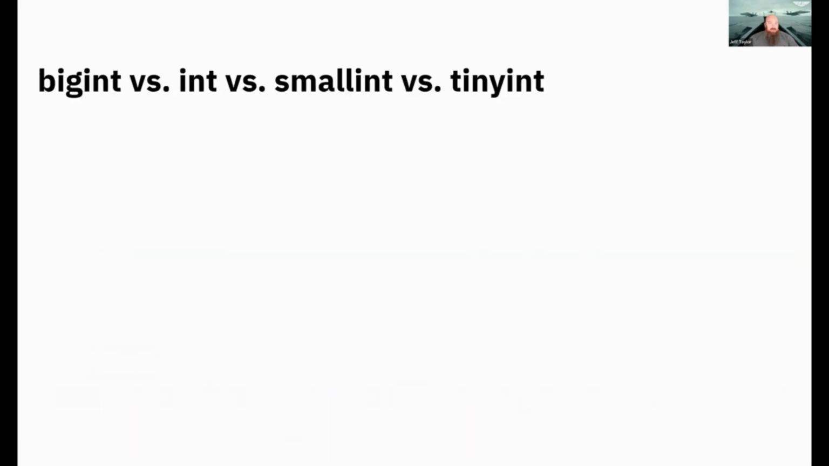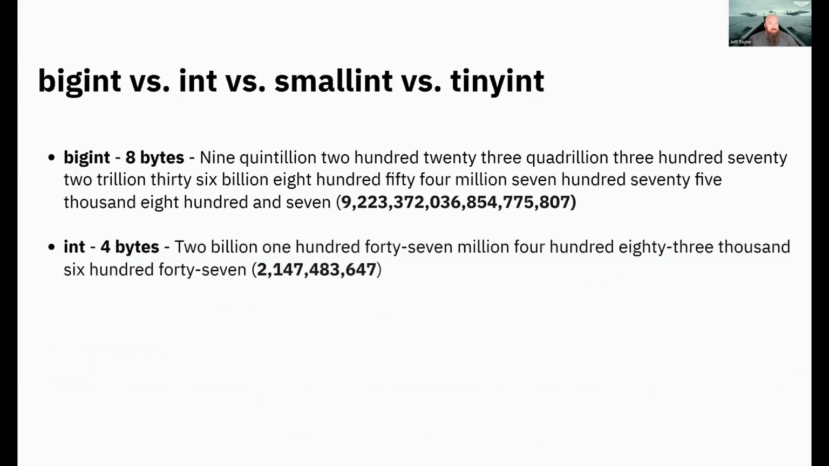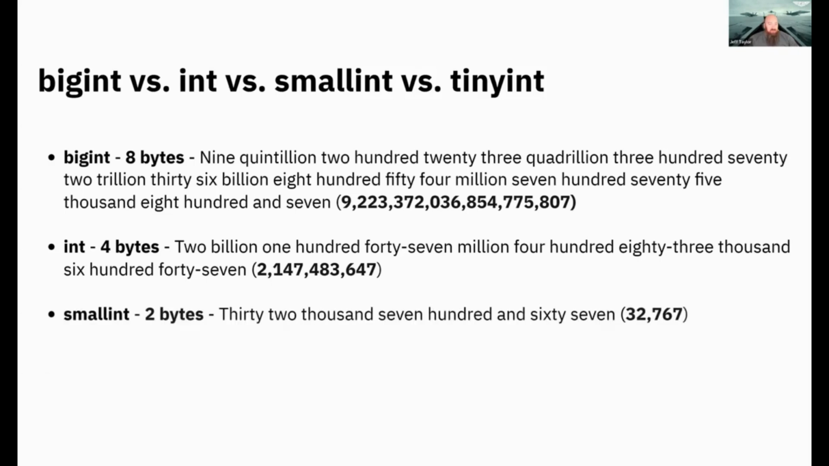Bigint, smallint, tinyint. What should we use? Well, guess what? Bigint uses 8 bytes. Sure, it gives you a whole lot. Int only uses 4 bytes, so half of that, and it gives you 2.1 billion. Smallint is 2 bytes. So if you don't need a large number, then obviously don't use int or bigint. And then tinyint.